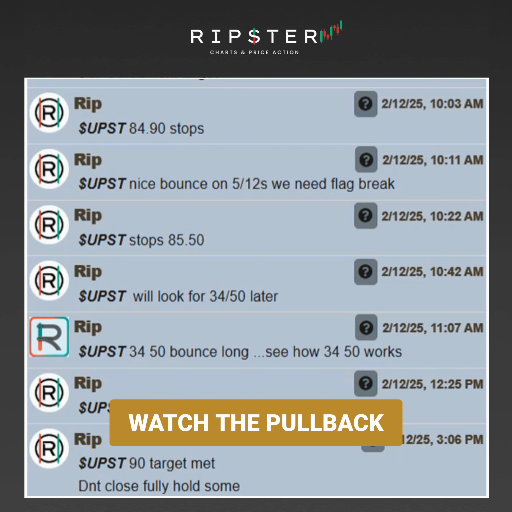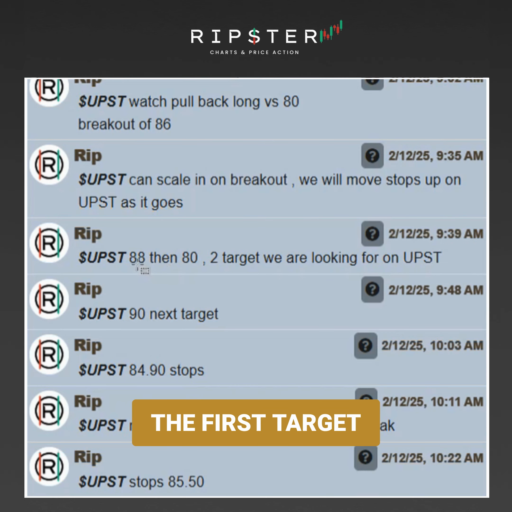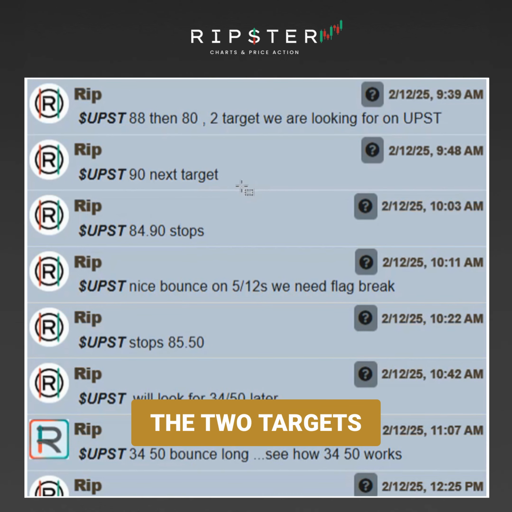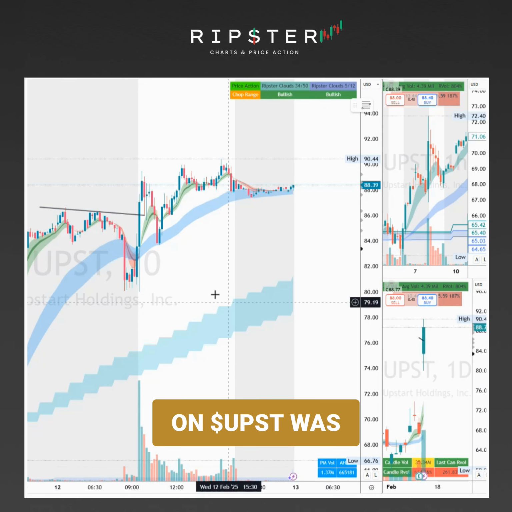When I saw the pullback, I said watch the pullback, long versus 80. Breakout is over 86. You can add more into the breakout. The first target I gave was 88, then 90, and those were the two targets we were looking at on the UPST. So the first trade on UPST was pretty successful.